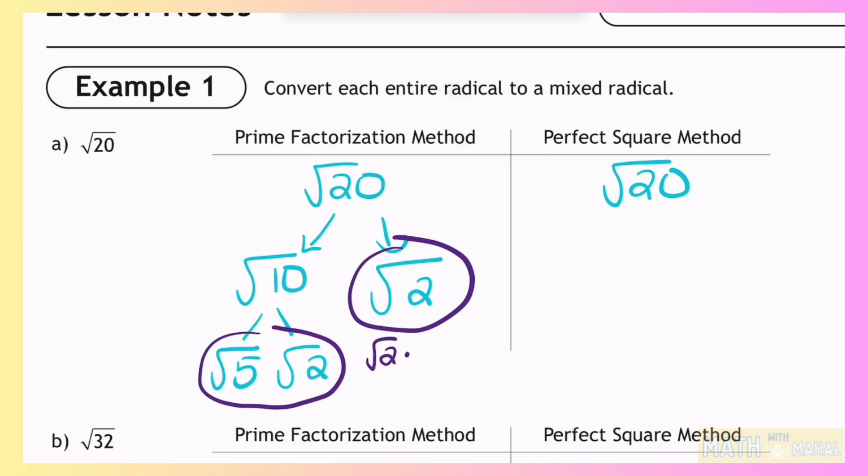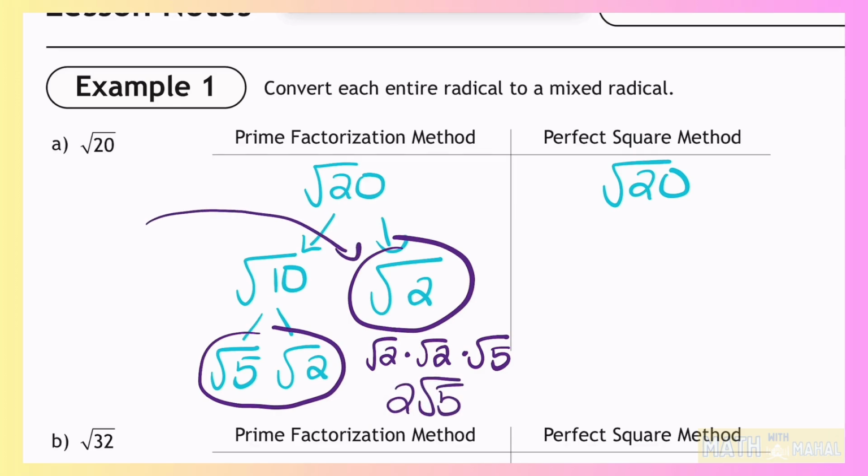So I want us to think about it. We're going to say root 2 times root 2 times root 5. So what happens is this root 2 times root 2 actually multiply to make our whole number, which is just going to be 2. So the answer to this becomes 2 times root 5.